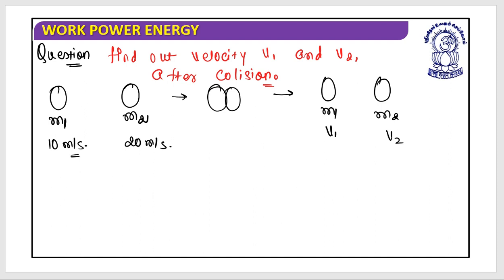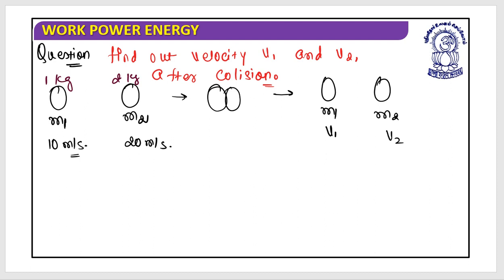So the mass of the first body is 1 kg, and this is 2 kg. What was your answer? Do you have v1 and v2?